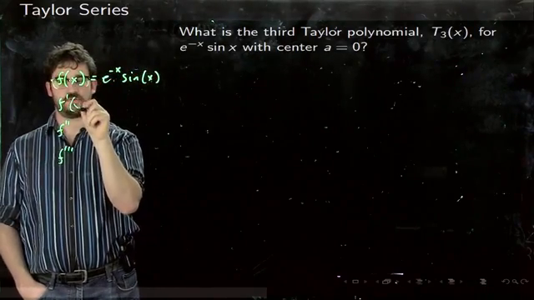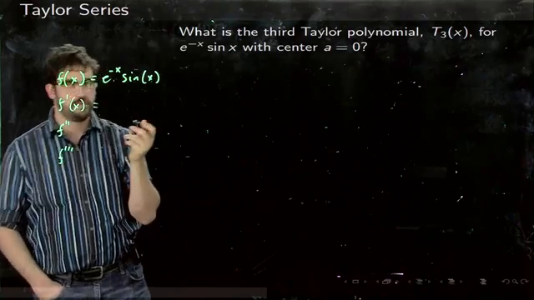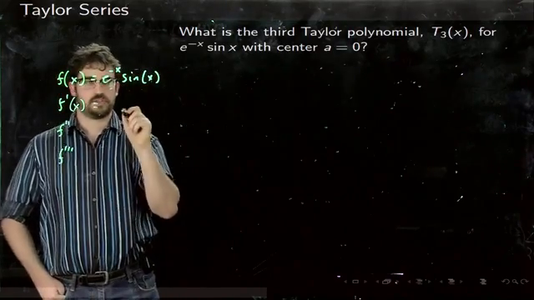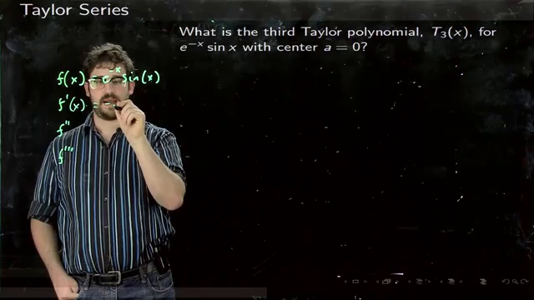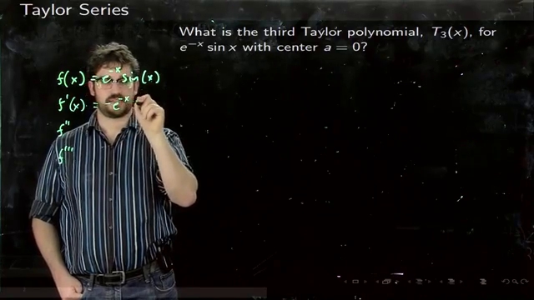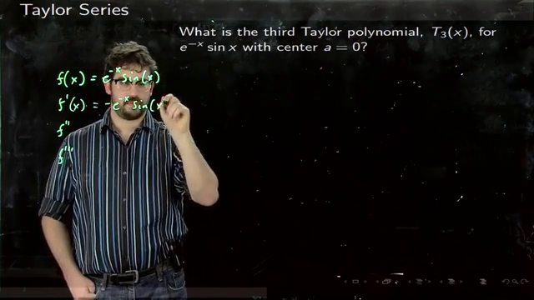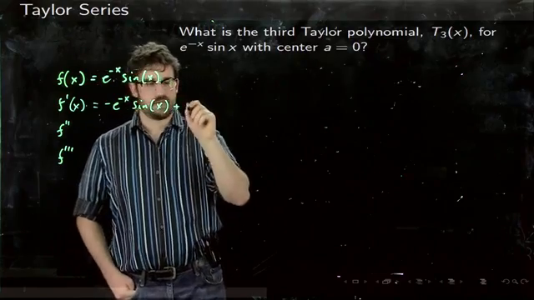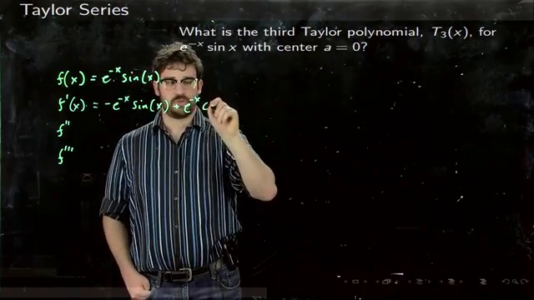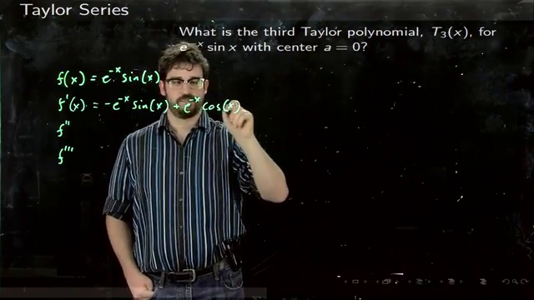Then our f prime, well, we need to use the product rule. So we would get a minus e to the minus x sine of x plus e to the minus x cosine of x.